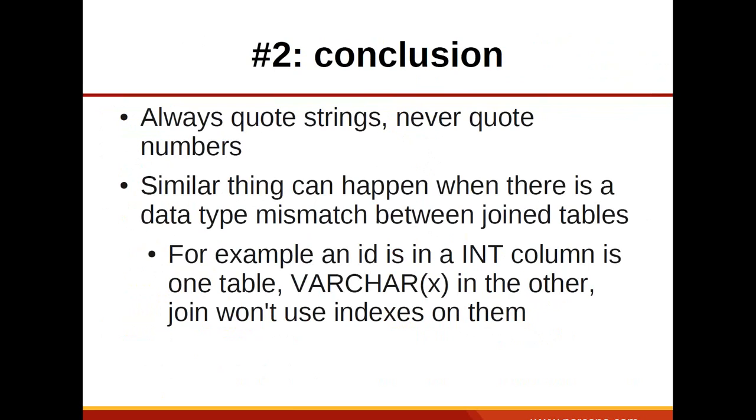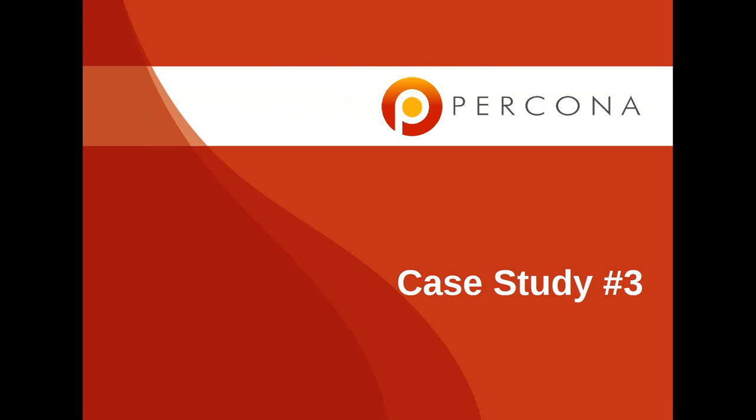A similar thing can happen if you are joining two tables and the identifier used in the join is, for example, integer in one column and varchar on the other column. Then the join won't use an index, and it is much harder to detect that than in this case. And I saw that a few times by now.